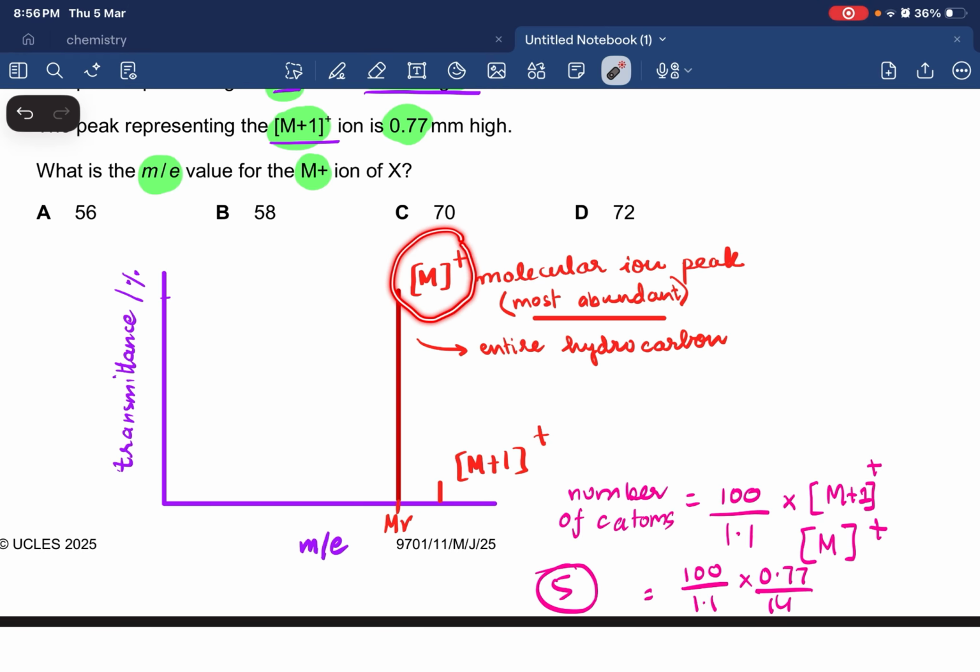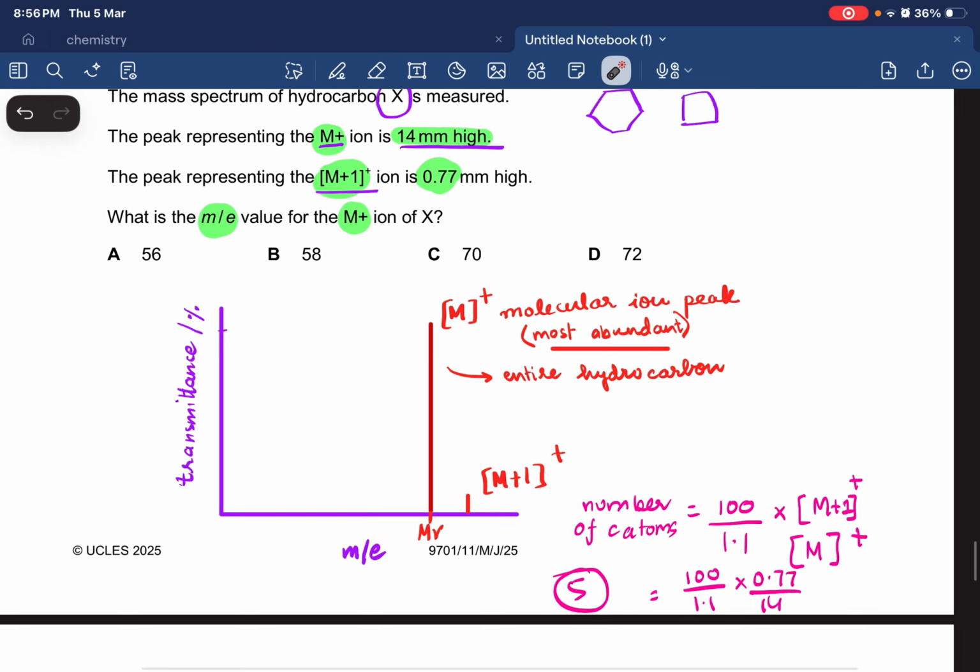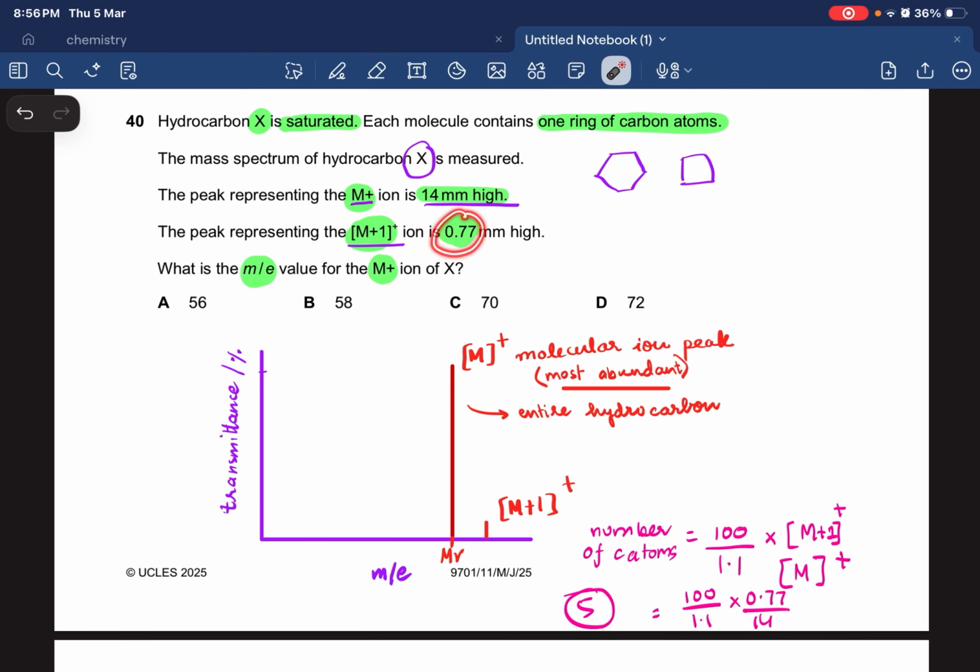You know that the M plus peak is because of the carbon 12 atom and the M plus 1 peak is basically because of carbon 13, and the ratio for this is 99 and then 1.1%. And then the formula we use for the number of carbon atoms is 100 upon 1.1 multiplied by the ratio of M plus 1, which over here was 0.77, upon the M peak, which was 14 millimeters. I used the formula, got 5 carbon atoms.